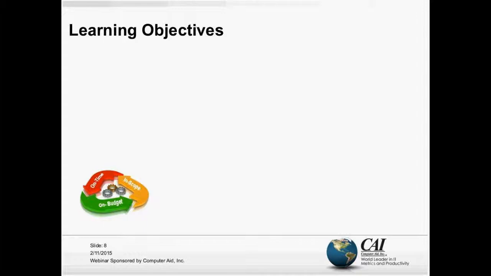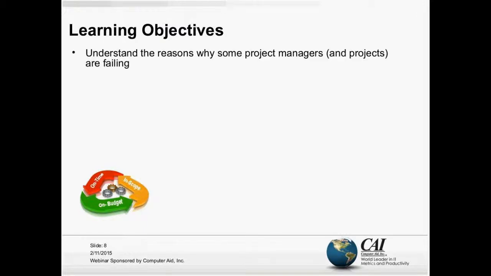So you can see here we're going to talk about learning objectives. And you see my in scope, on budget. That's what we care about. So firstly, what are the reasons some project managers and projects are failing?